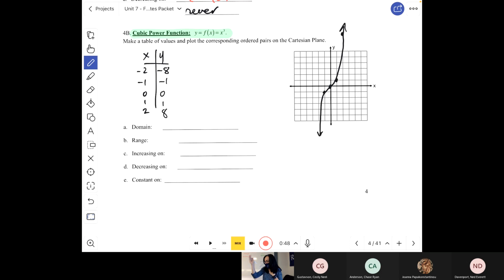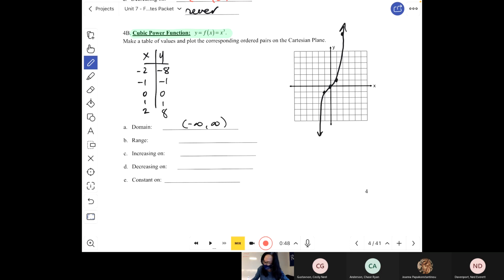And again, I could do all sorts of things. I could shift it to the left or to the right. I could reflect it across the x. I could reflect it across the y. I could do lots of things. I could stretch it. I could compress it vertically and horizontally. But let's talk about the domain of this parent cubic power function. What is it?